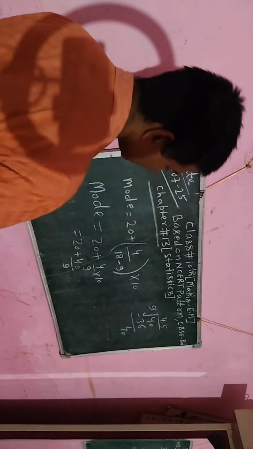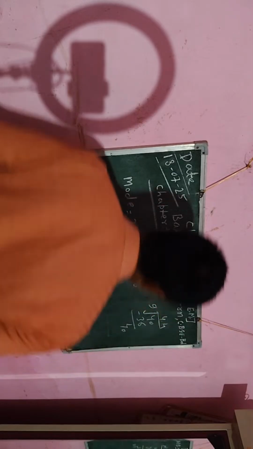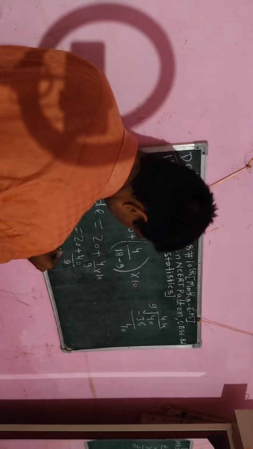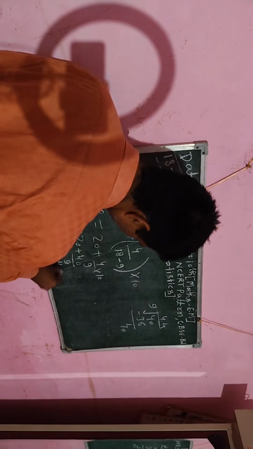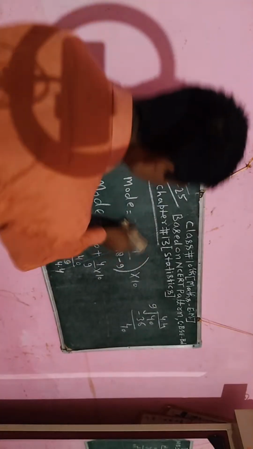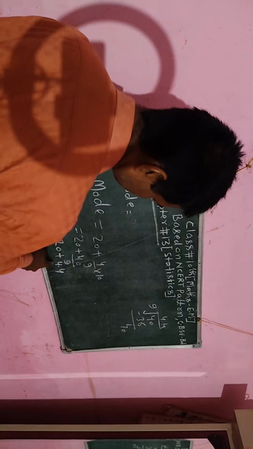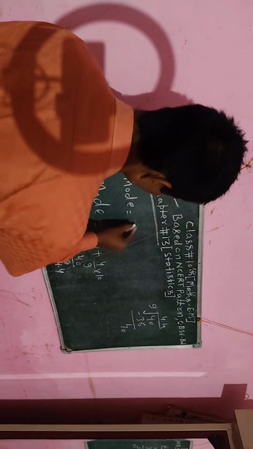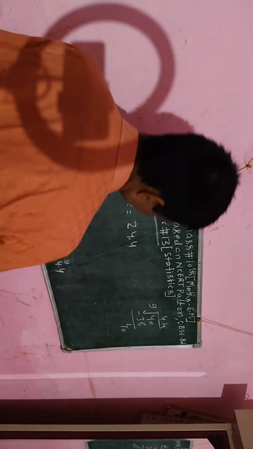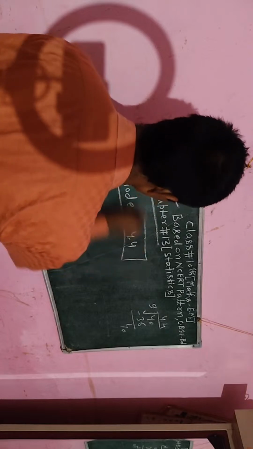Or I can write like this, the same information I have to substitute here. 20 plus 4.4. So after simplifying, I will take the value. Here I will add 20 plus 4.4, that will be 24.4. This is the answer of the given data.